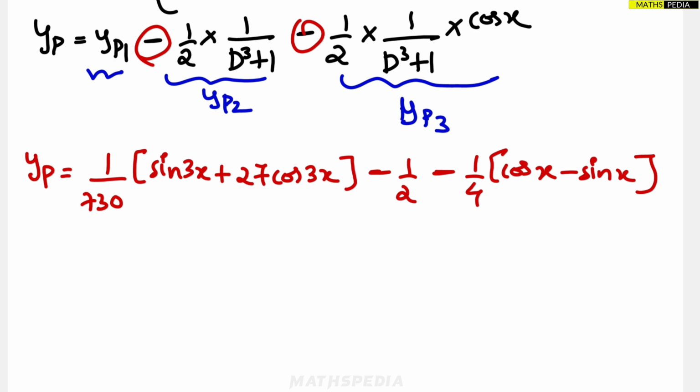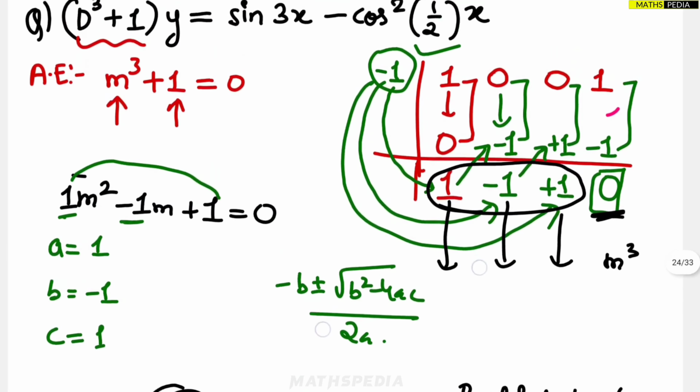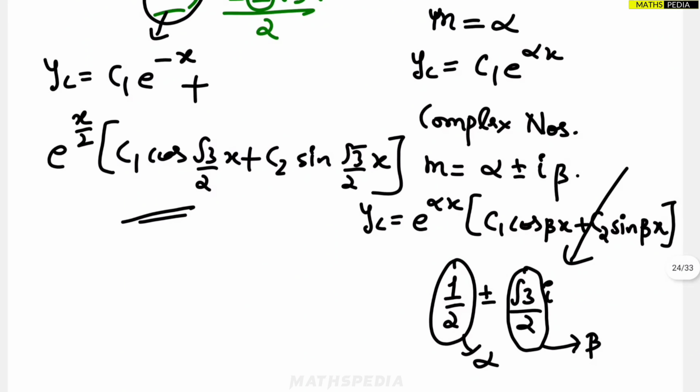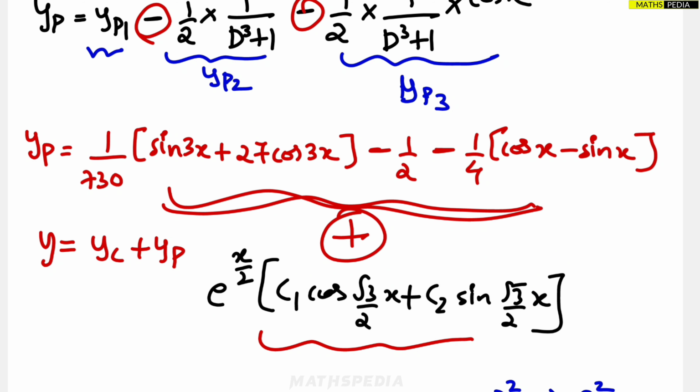Now what is the value of y? Y is nothing but yc plus yp. So directly this entire thing plus yc value, right? So yc value we calculated as what, how much we got? So this is nothing but yc value which we calculated earlier. So this yc plus this yp entire thing will give you the y value, which is nothing but the solution.